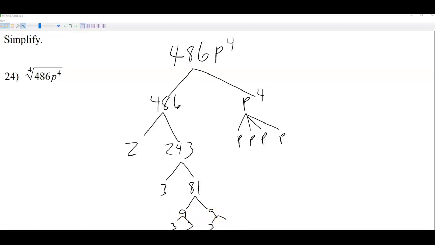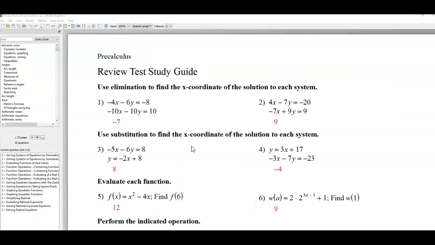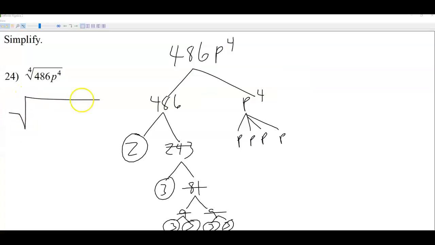So our goal is to break it all the way down. And you're only going to look at the ends of your branches. So we don't look at the other numbers because those already got split apart into the smaller pieces. So we have the following situation. We have a 2, and we have 1, 2, 3, 4, 5 3s. That's a lot of 3s. And we have 4 p's.